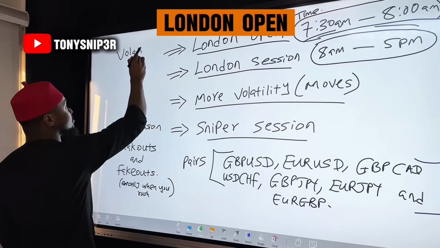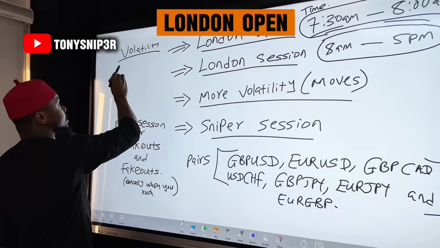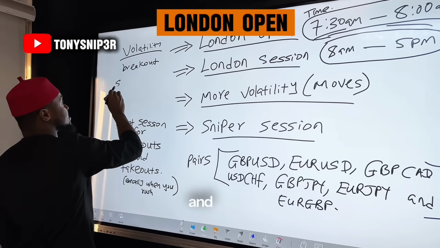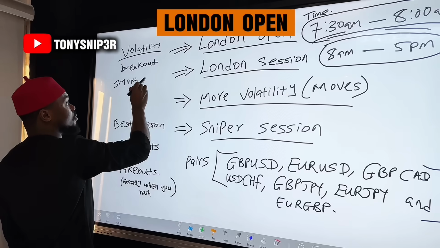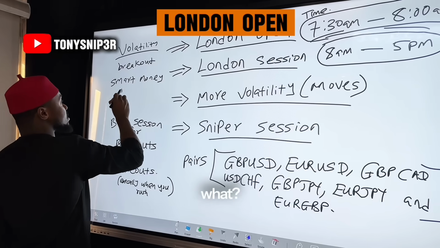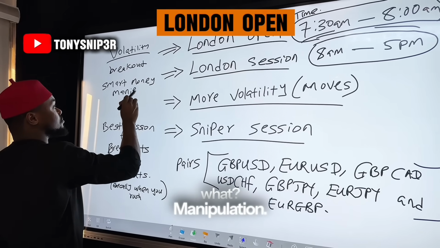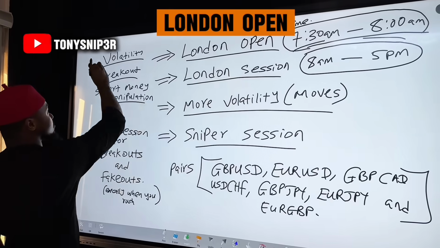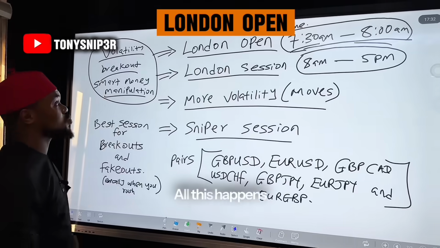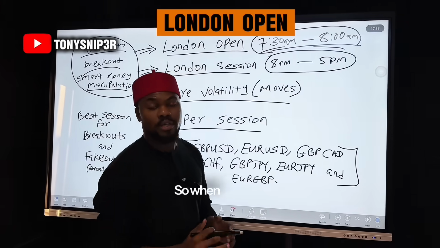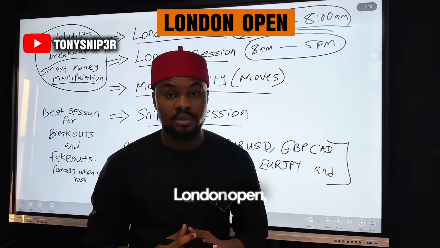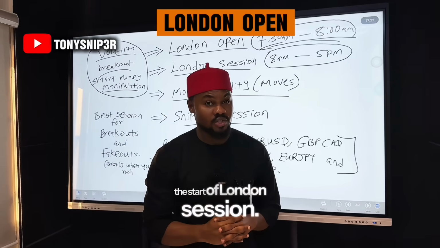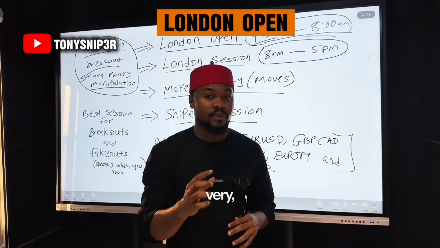Now during the London Open, that is when we experience what? Volatility, breakouts, and smart money manipulation. All this happens when? During London Open. So when it comes to trading the London Open, you need to be very, very careful. Remember, London Open is the start of London session. So you have to be very careful.